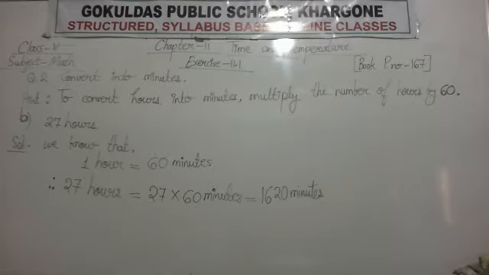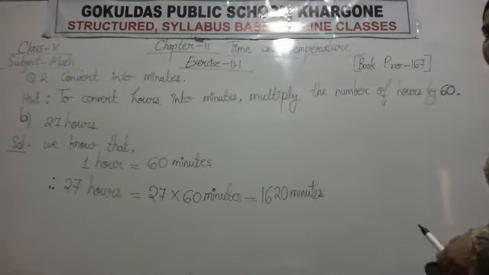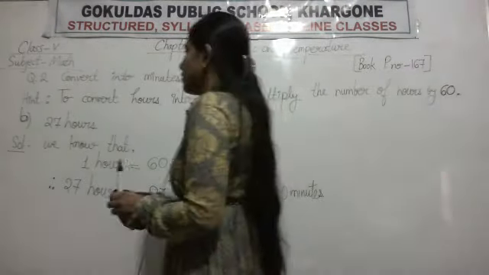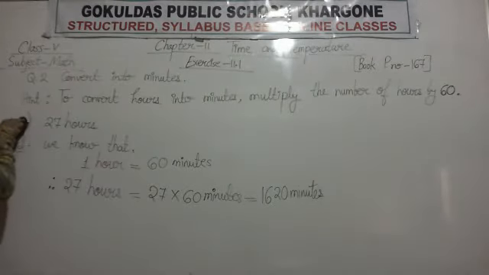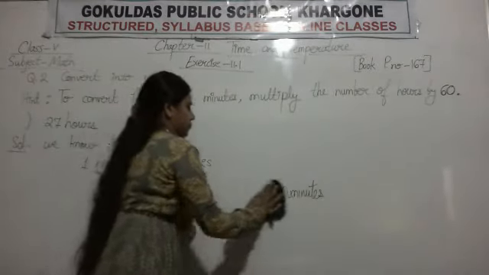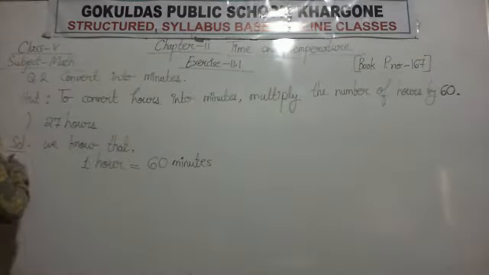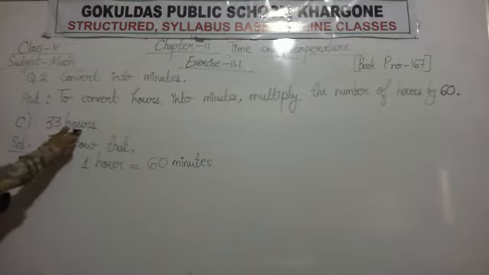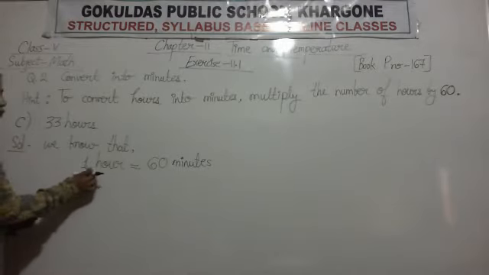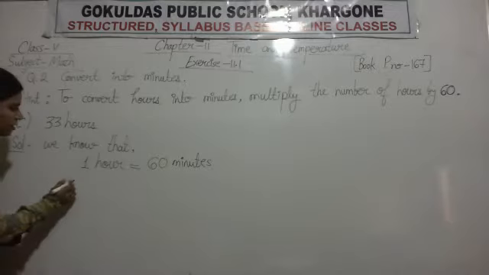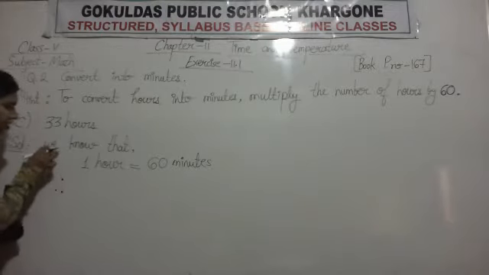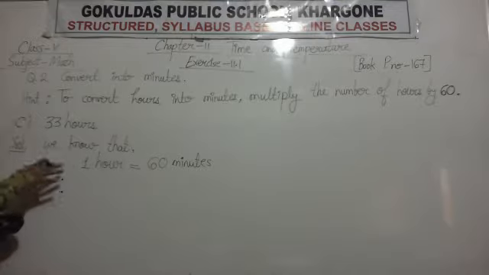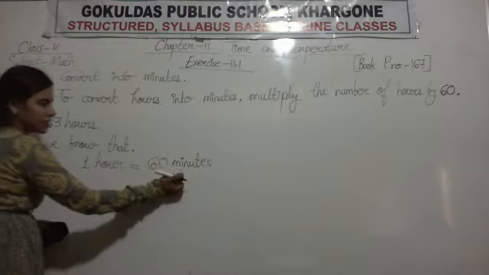Now part C. In part C, the given number is 33 hours. In solution what we write? We know that. What we know? 1 hour is equals to 60 minutes. Therefore, in each question you need to write these two lines. Okay, in each question you will write both the lines. We know that 1 hour is equals to 60 minutes.